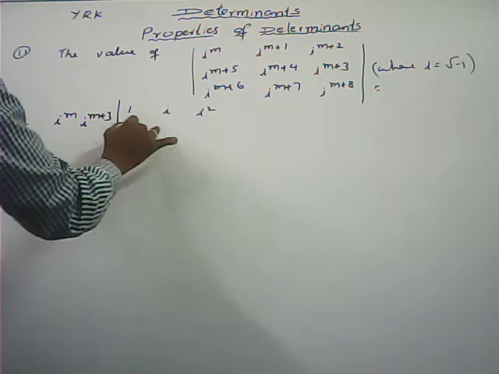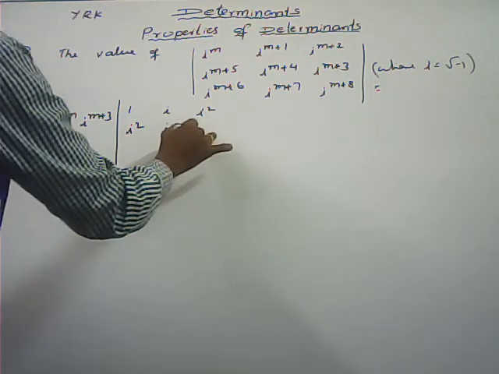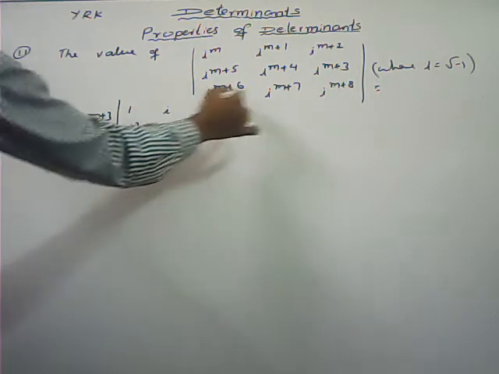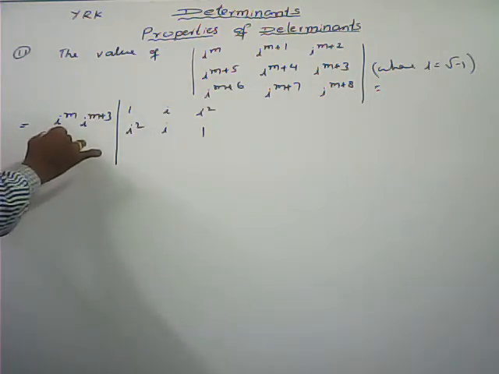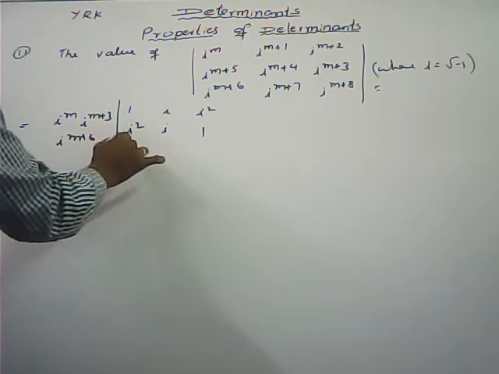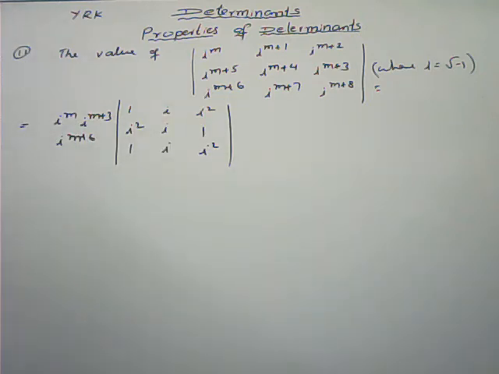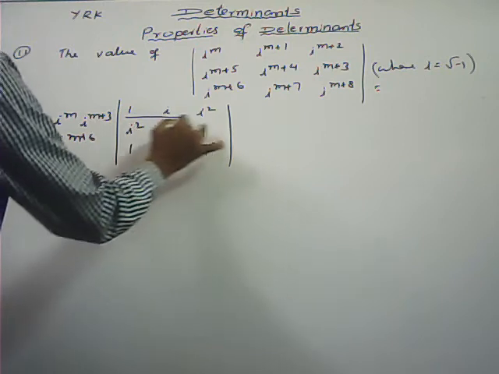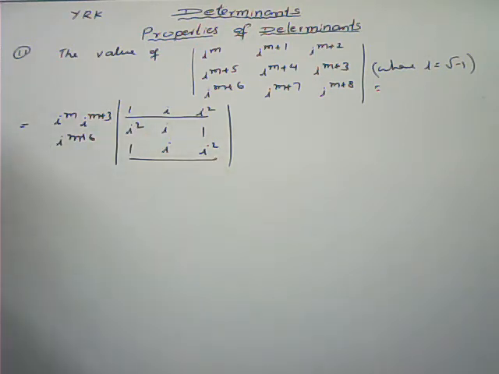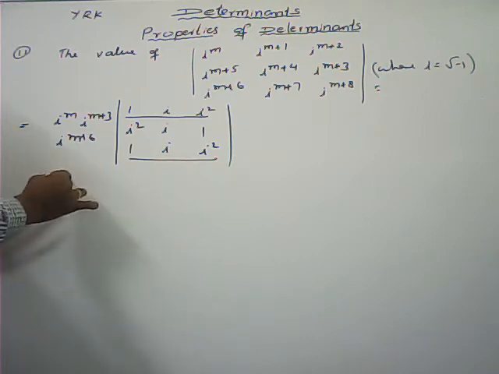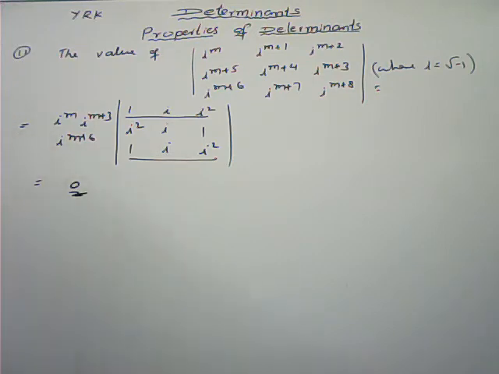So here we can get i square, i, 1. Here we can take i power m plus 6 as common: 1, i square. So by observing the elements of first row and third row, both are identical. If any two rows or any two columns are identical or proportional, its determinant equals 0. So here the second option is the correct one, 0 for every m belongs to R. It does not depend upon the value of m.